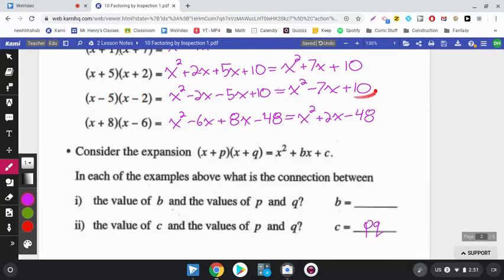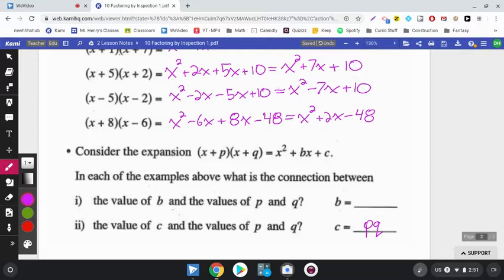8 times -6, -48. -5 times -2, positive 10. 5 times 2, positive 10. So that constant, that value at the end, is linked to the multiplication of my two terms, my two pieces in the factor.